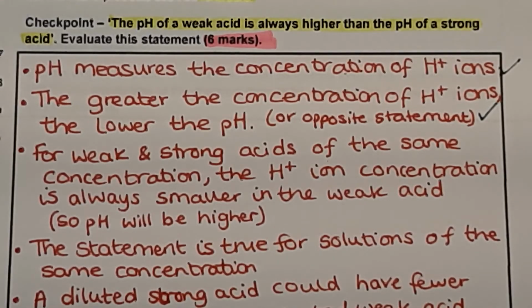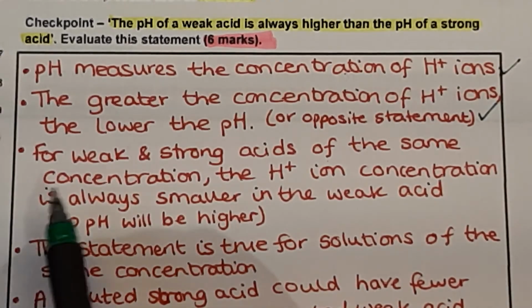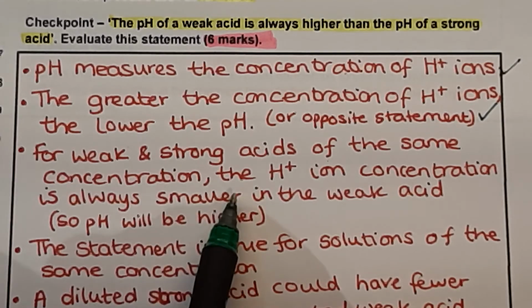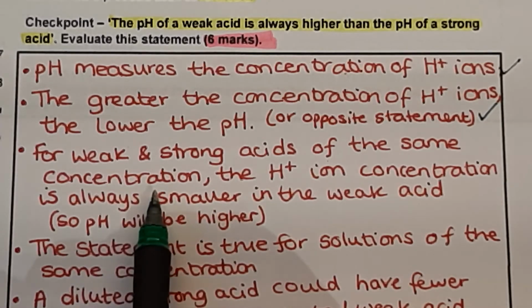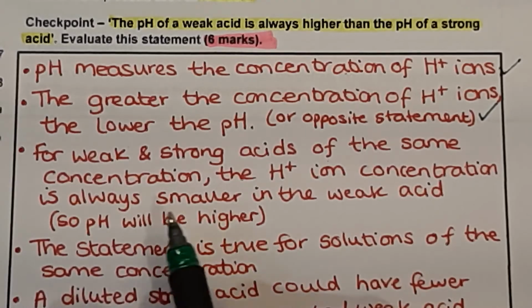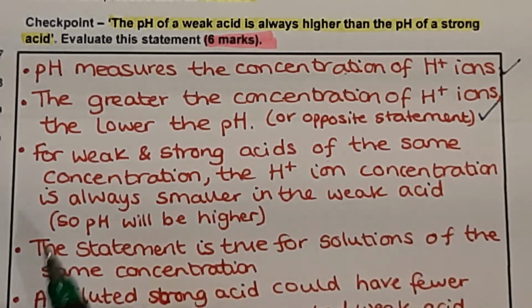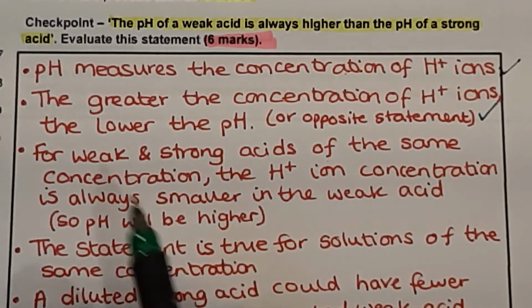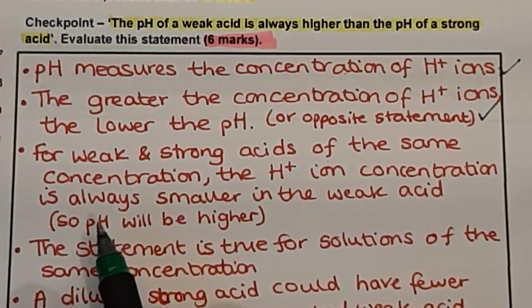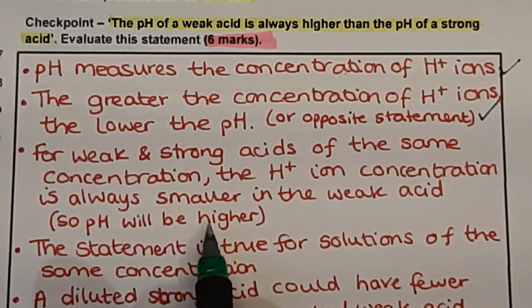You could also say that for weak and strong acids of the same concentration, diluted with the same amount of water, the H plus ion concentration will always be smaller in the weak acid, so that the pH will be higher. You could also say if they're the same concentration, the H plus ion concentration or the pH will be higher in the weak acid.